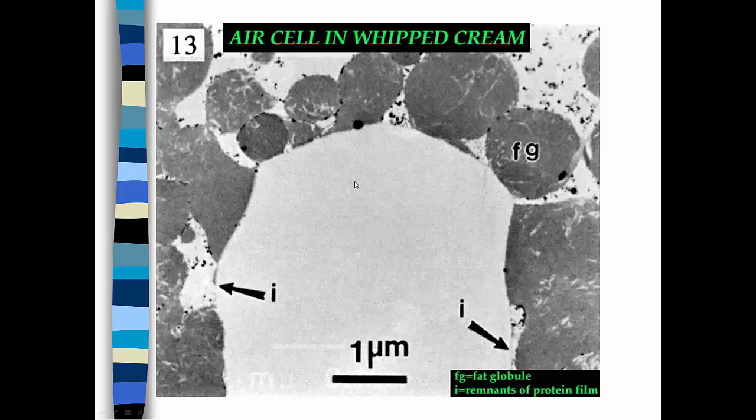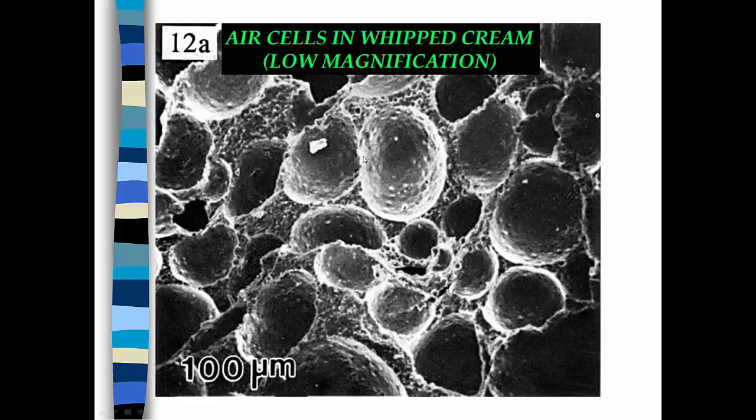This is a single air cell in whipped cream, and these things surrounding that air cell are fat globules. So you can see the fat globules are sticking to each other, and they are lining the surface of the air cell. A couple other pictures of this, now sort of stepping back. These are the air cells. This is another air cell.